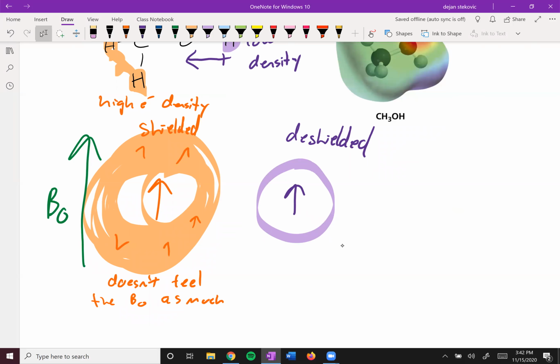And so since it doesn't feel this external magnetic field, when we shoot in our radio waves, this one is actually easier to excite to the higher energy level. So this one's relatively easy to flip from with the magnetic field to against the magnetic field, while the deshielded one feels the full external magnetic field. And so this one we say is kind of hard to flip.